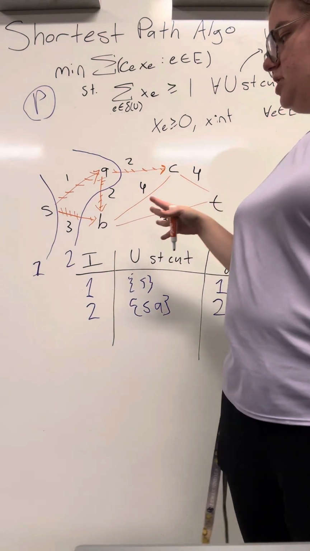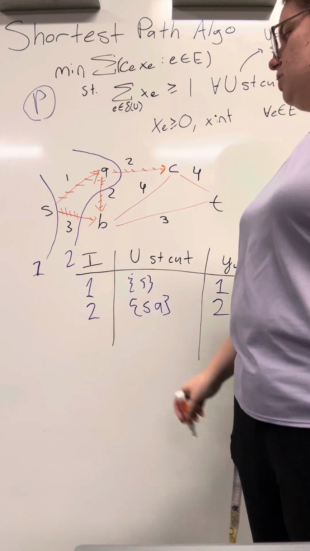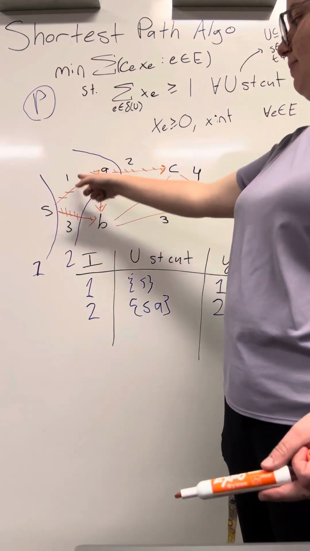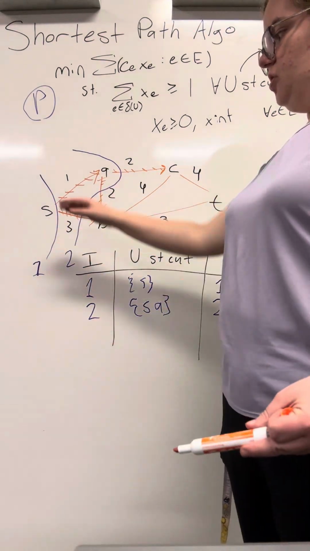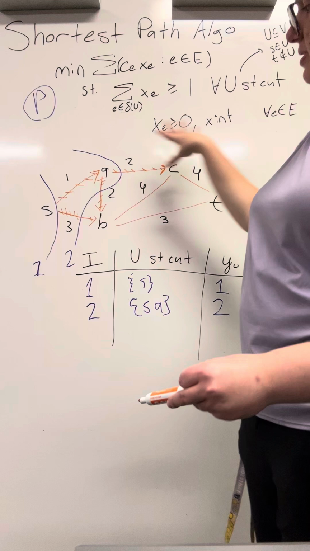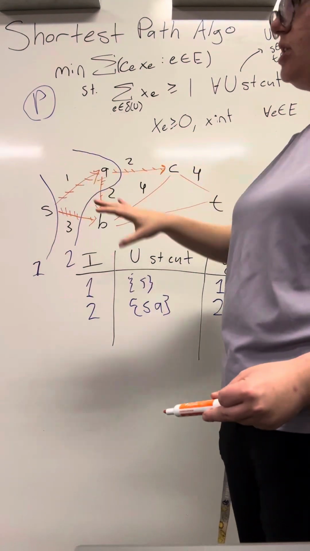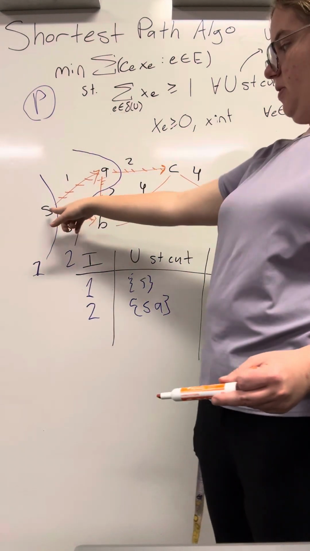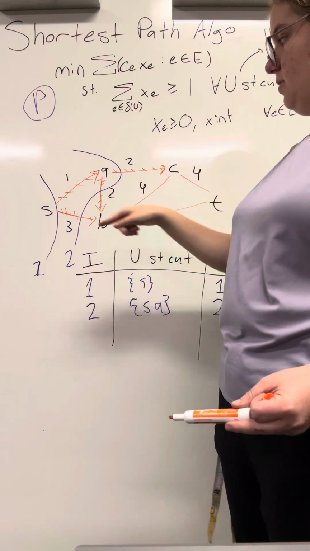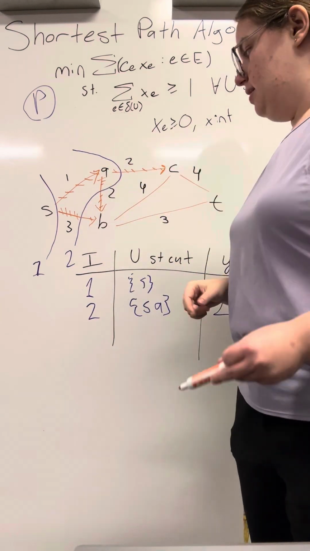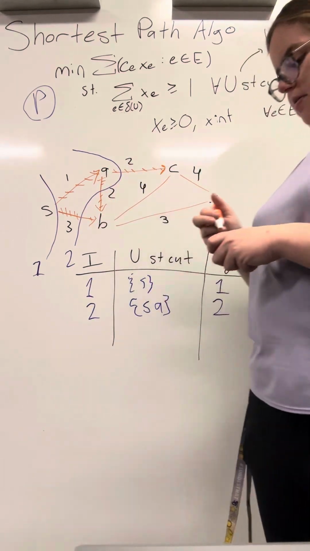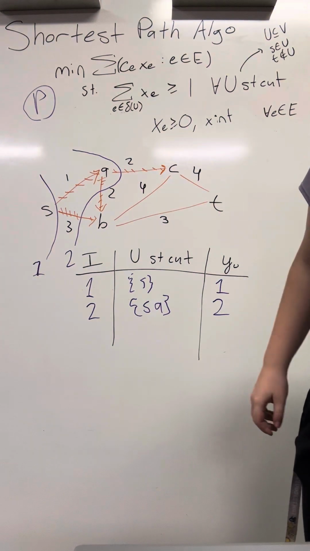And why am I choosing to go this direction instead of the other direction? Well, that's just because I have A in my set already and S in my set. So we're going from our set U to outside our set U. So I'm going from S to B. Okay, so I'm going that direction. A to B, A to C. Those are our arcs. Now, what's our next iteration?